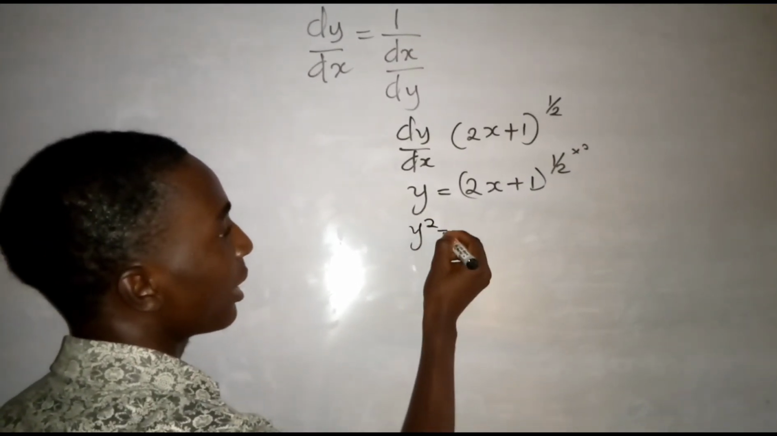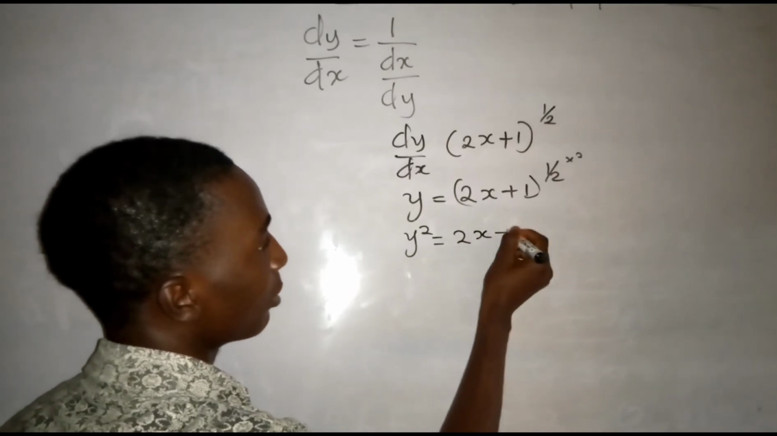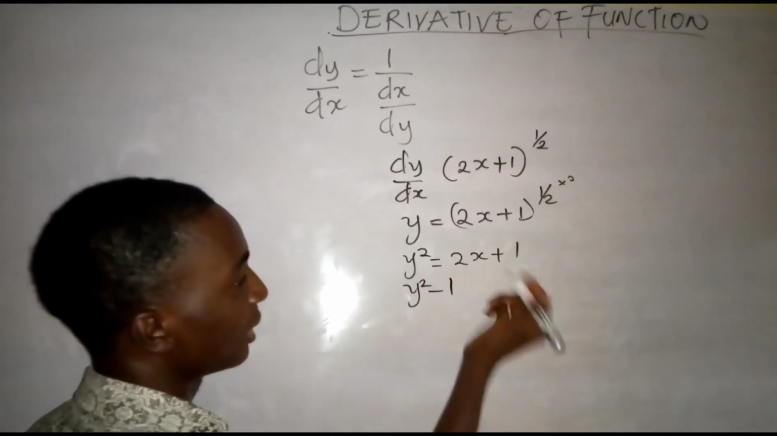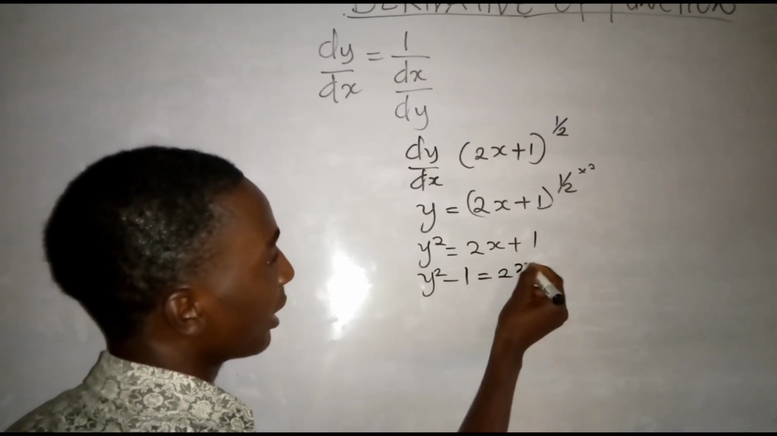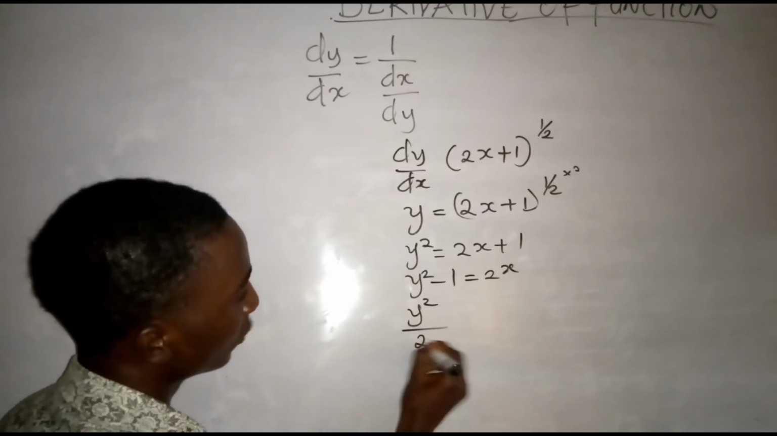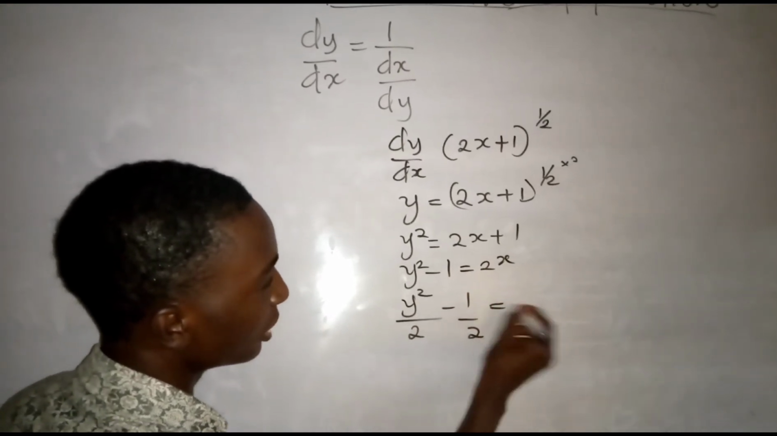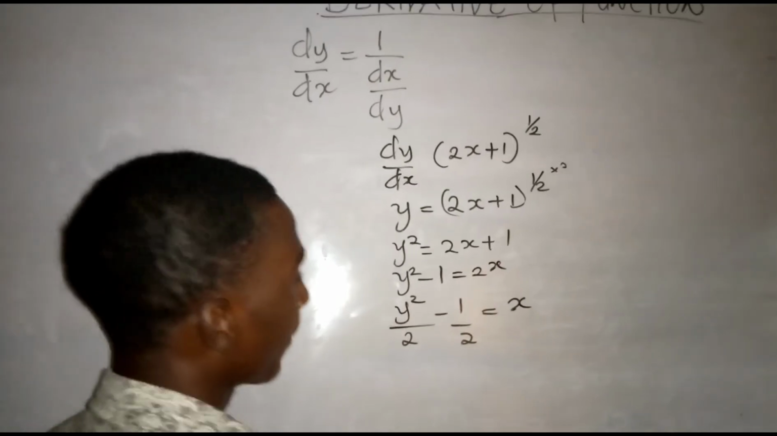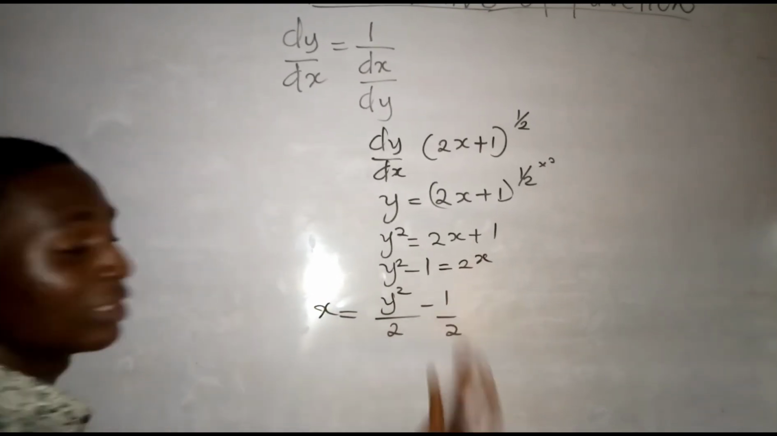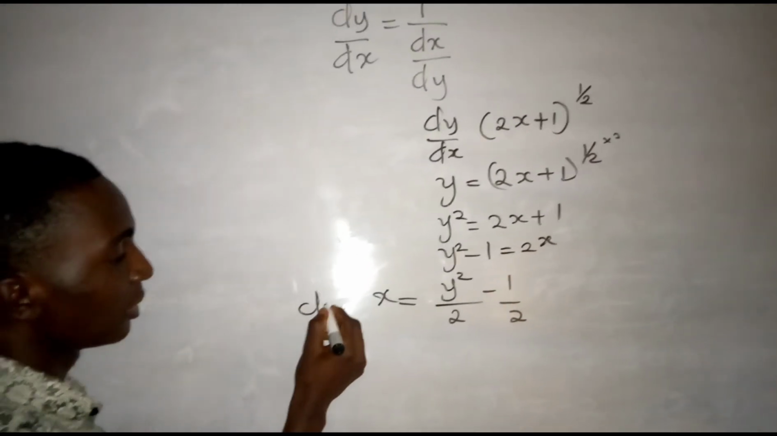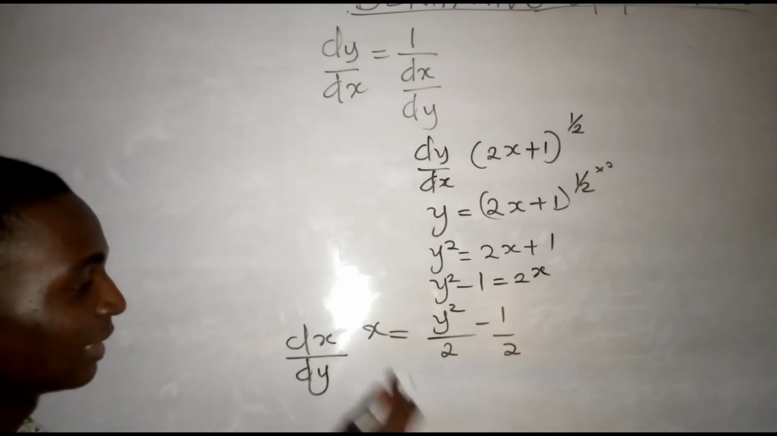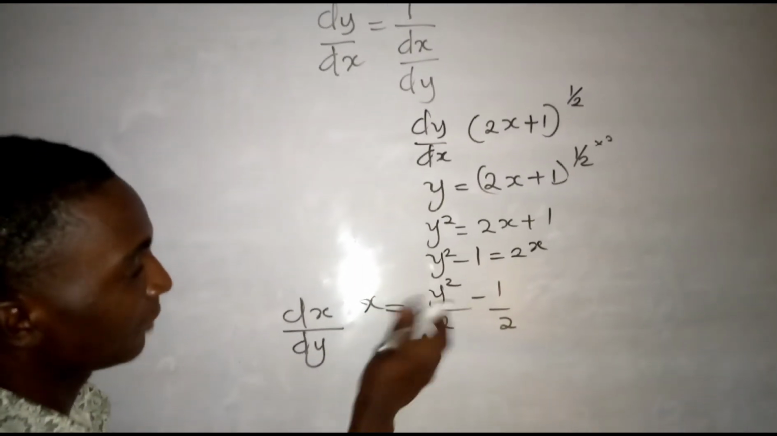So we're having y squared is equal to 2x plus 1. Taking the 1 across, we're having y squared minus 1 is equal to 2x. And finally, we're having y squared over 2 minus 1 over 2 is equal to x. The next step is that you find the derivative of x with respect to y. So we're going to find the derivative of this.